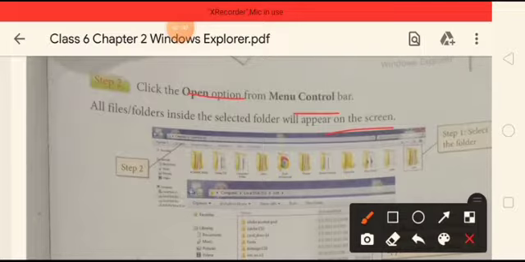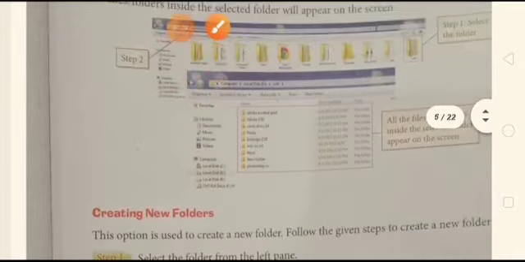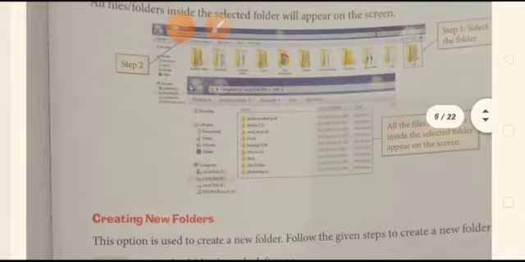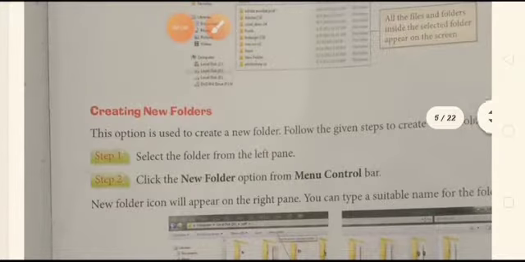So here you will go on open. See, this is the menu control bar. Here you will click on the open option. After you click, all the files and folders inside the selected folder will appear on the screen like this. Then you have to select that particular folder and it will get opened. Okay, so these are the two steps of opening a particular file or folder.